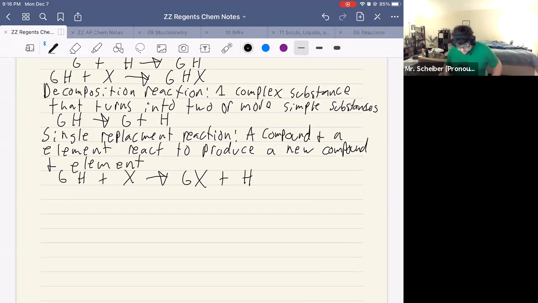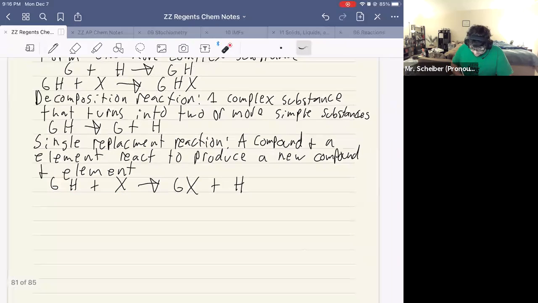So we can see that there was a single flip-flop, a single replacement. These two replaced each other, right? So this is what I mean, that we didn't have element H by itself in the reactants. We have it in the products, right? So here's our new compound, GX. The substance GX was not in the reactants. We have G with X, but not GX. And the substance H was not in the reactants. We had GH. Those are different, okay?